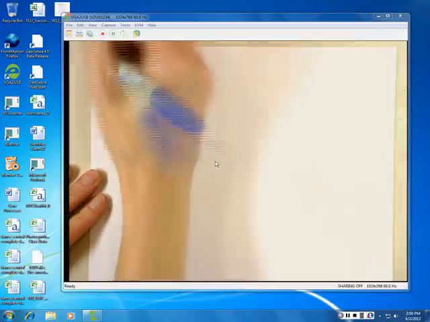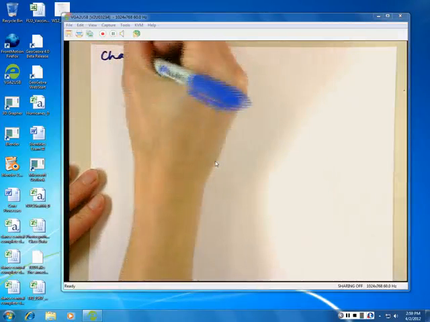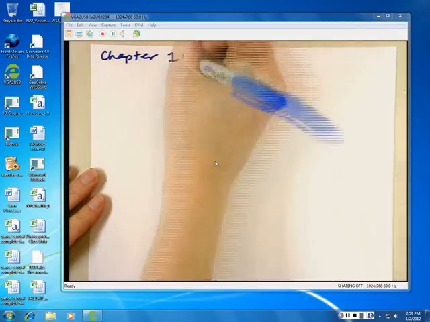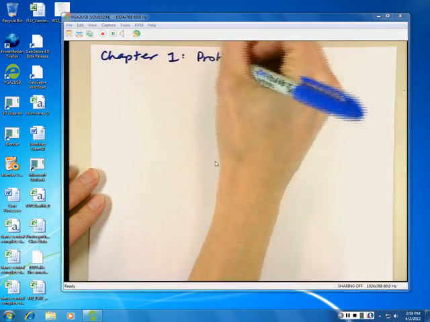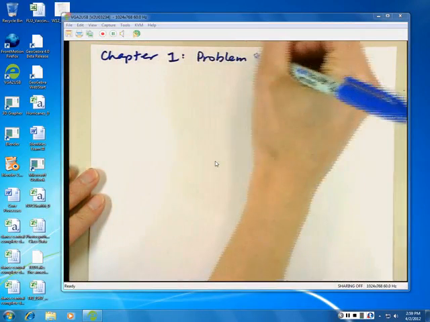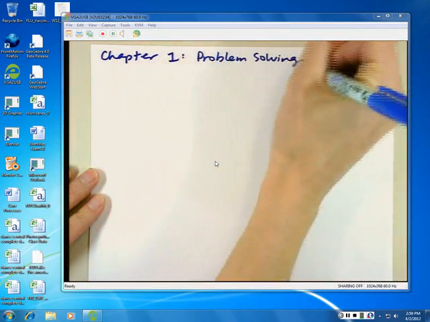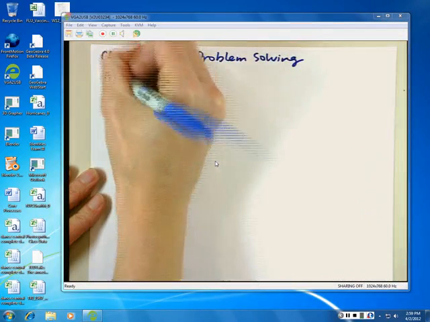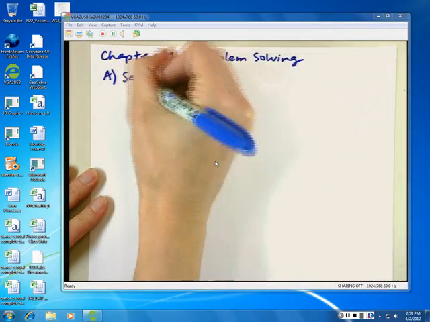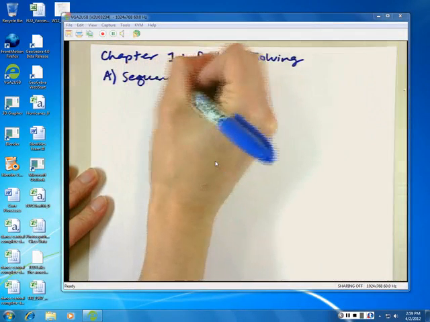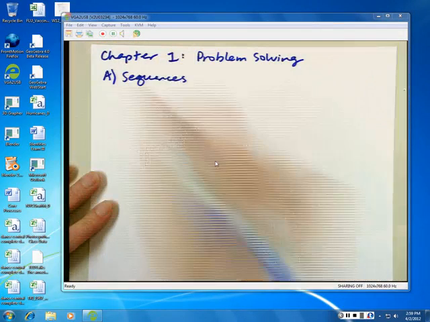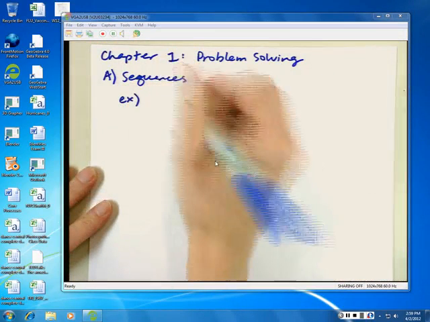This video will cover Chapter 1 in our textbook. Chapter 1 primarily covers problem-solving techniques. Specifically, at the beginning of the chapter, we start off with sequences. A sequence is just a list of values. The best way to explain these is just to show you an example.